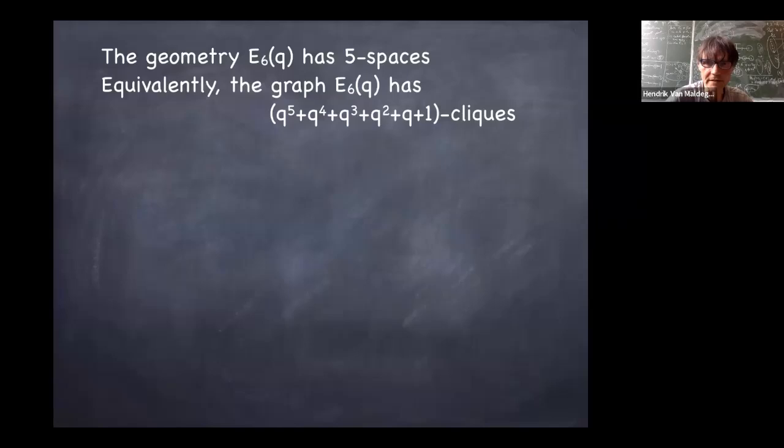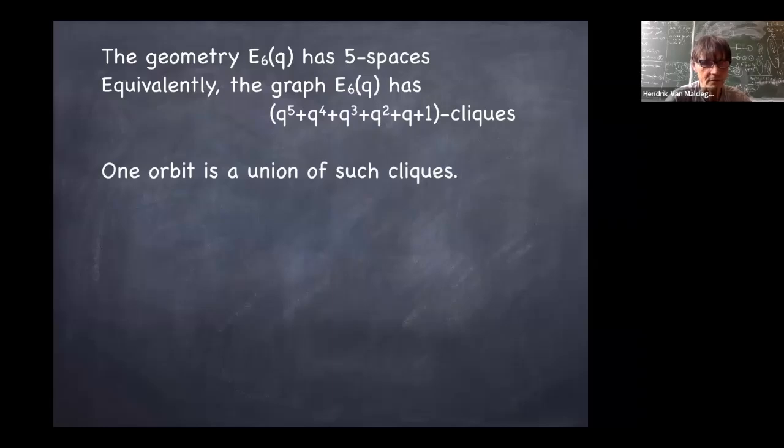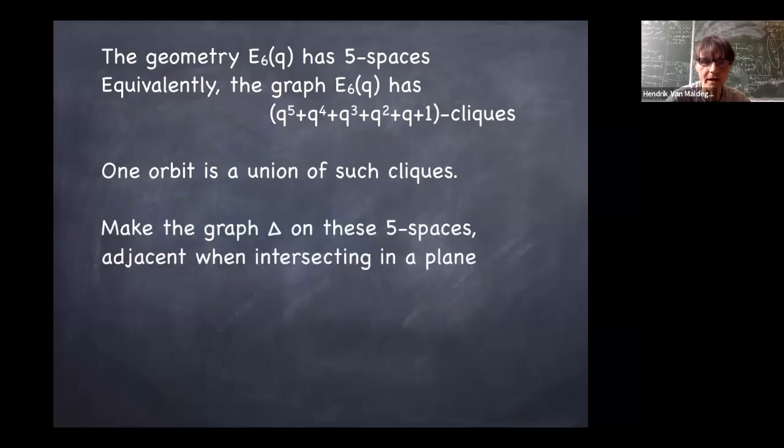And what you can do with these cliques is a kind of special behavior, because one orbit of that group of the previous page is the union of such cliques. And so we can make a graph on these 5 spaces. We call them adjacent when they intersect in a plane. And that's the maximal thing in which they can intersect, in fact.